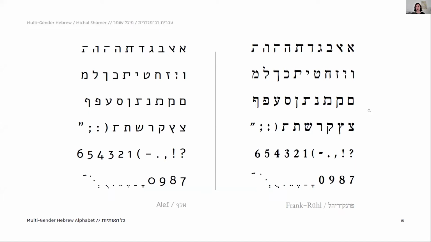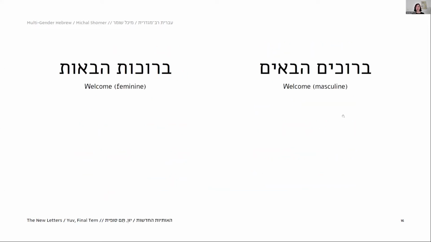Here's a snapshot of the entire Hebrew alphabet, including the new letters I designed. You can see on the right side a font called Frankril, and on the left side a typeface called Aleph. I did not design an entire font. I just designed additional letters that could be designed for any Hebrew font. So you can see here two examples, one on the right of a serif font, on the left of a sans serif font, and they both contain the new letters. Let's dive deep into a few letters and get to know them.